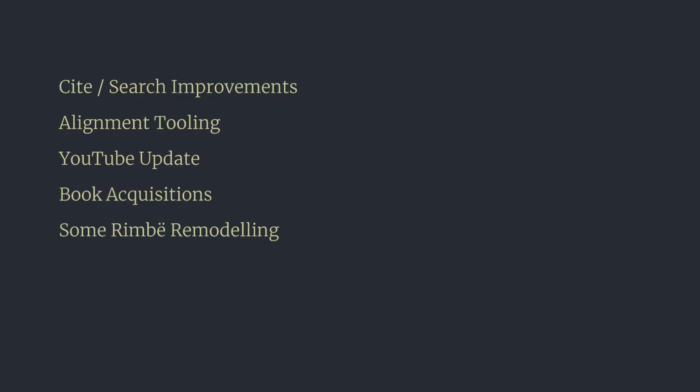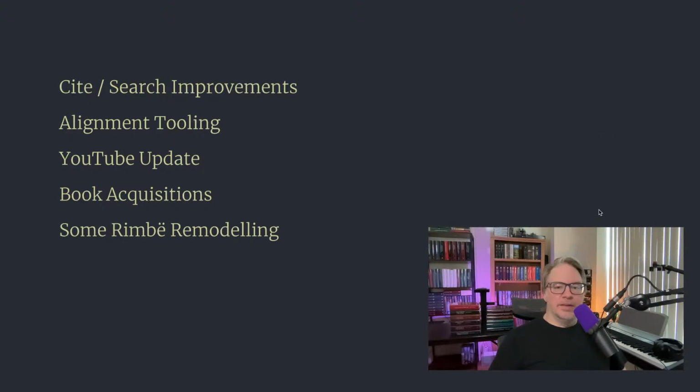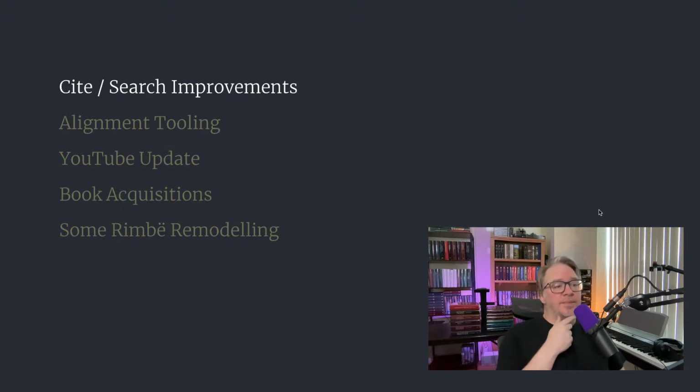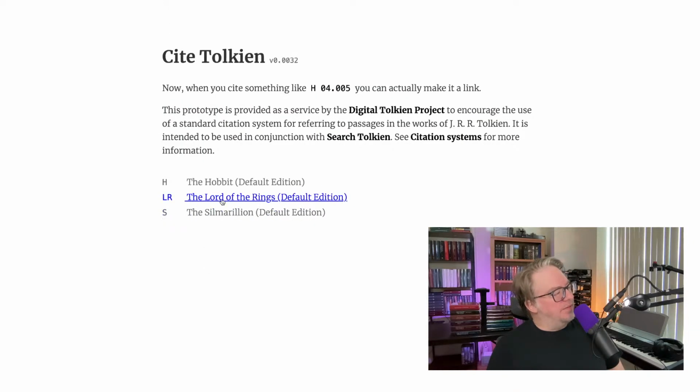Okay, let me talk a little bit about the Cite Tolkien and Search Tolkien improvements. So we launched Cite Tolkien last month. It just had The Hobbit when I launched it. So one of the big news items, I guess, for Cite Tolkien is that now it includes the Silmarillion and the main text of Lord of the Rings. It doesn't yet include the appendices or the prologue or the footnotes, but the Silmarillion and the main text of Lord of the Rings is there in addition to The Hobbit. In fact, I can show you that. So now we have the Lord of the Rings and the Silmarillion as well as The Hobbit.